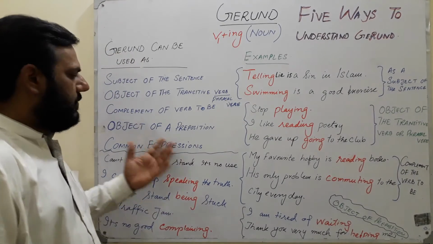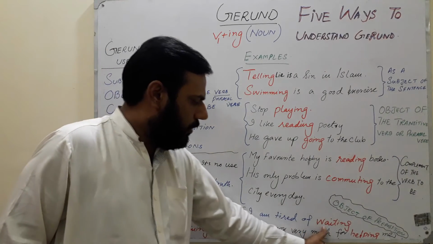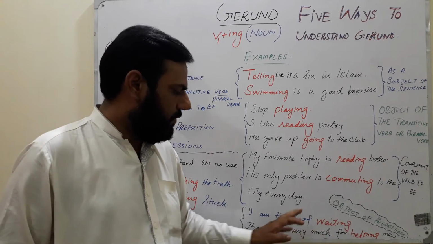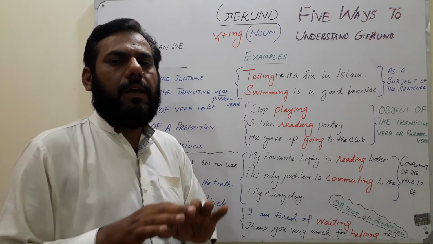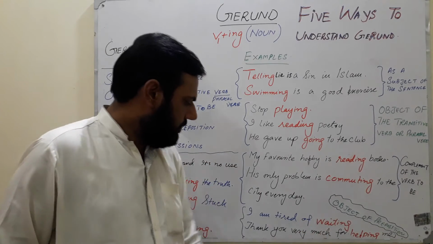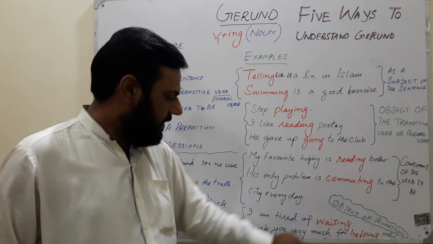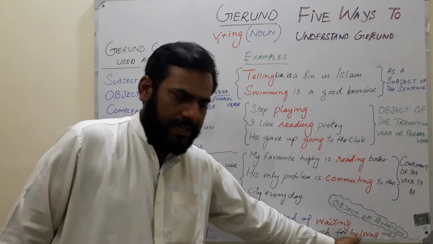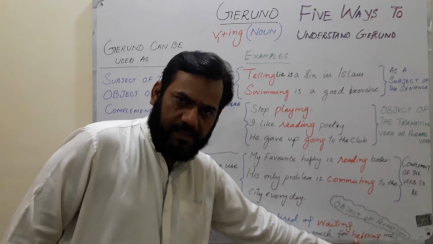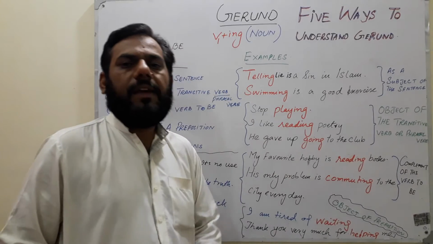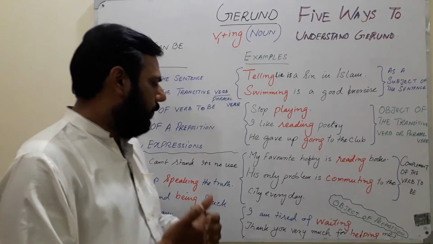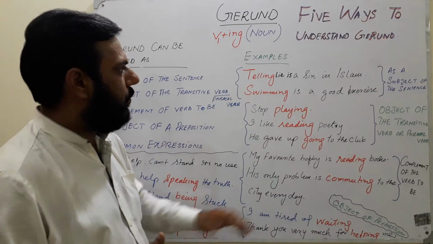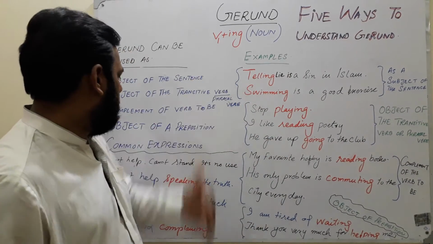So this is the complement of the verb. The next one is object of a preposition. I am tired of waiting. In this kind of example, you see that before the gerund we use a preposition: of waiting. Another example: Thank you very much for helping me. Helping is a gerund, and before that for has been used as a preposition.